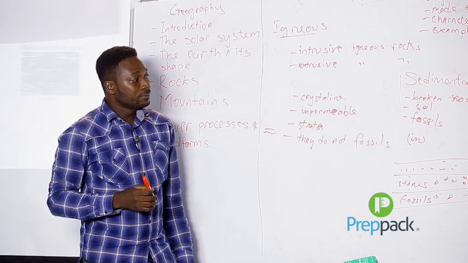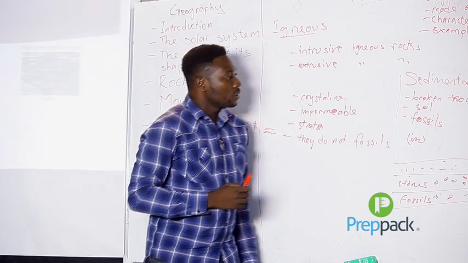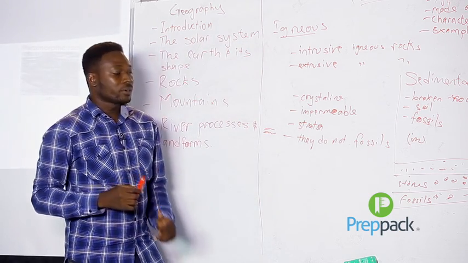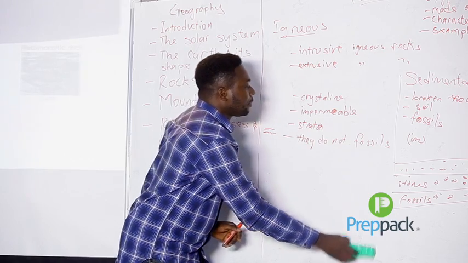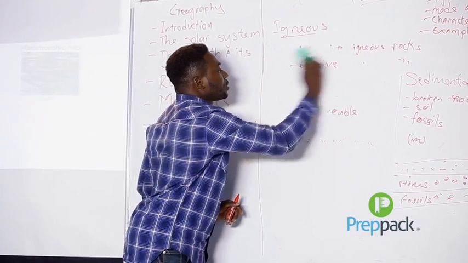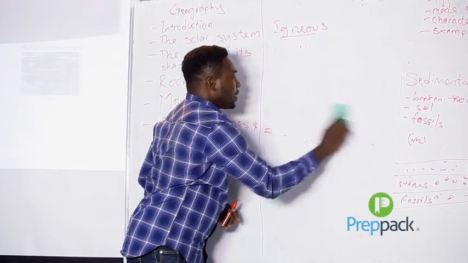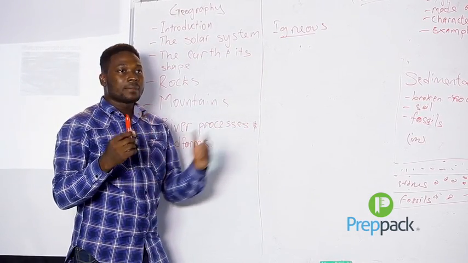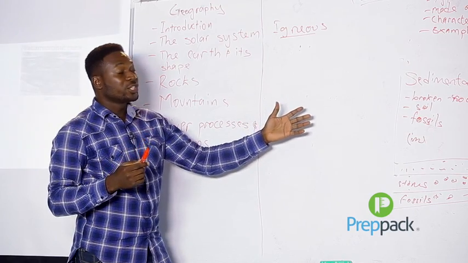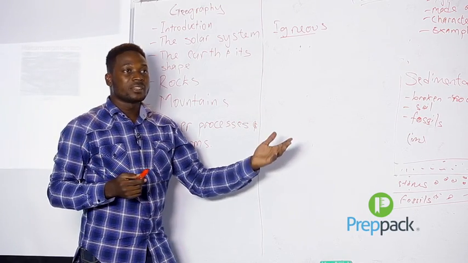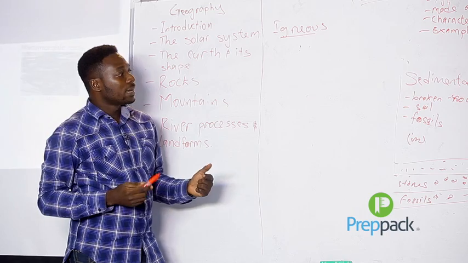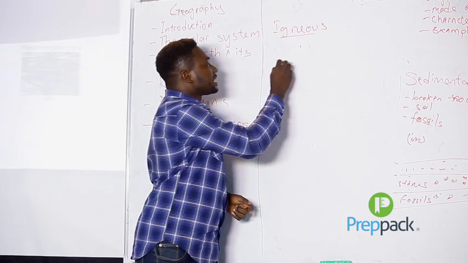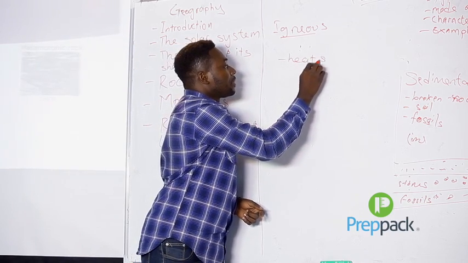And this brings us to the third type of rock, which is metamorphic rocks. Metamorphic rocks are formed as a result of heat or pressure on any types of rocks earlier mentioned, like the sedimentary rock or the igneous rocks. Metamorphic rocks are formed as a result of heat and pressure.